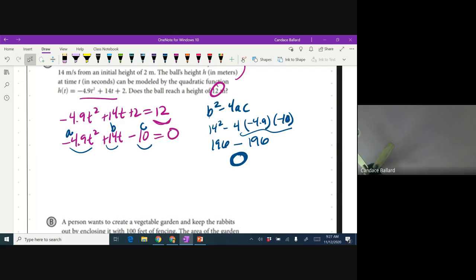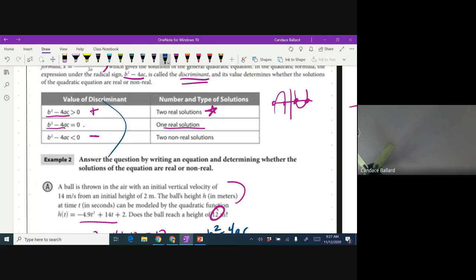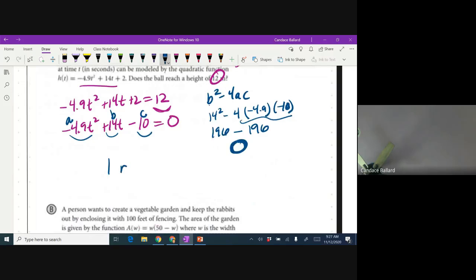All right, I'm seeing some people saying 2 real. Make sure you're looking at what my solution is equal to 0. So I want you to go back to this chart and look. Is it a positive solution? Is it equal to 0? Or is it a negative solution? There we go. Now I've got some 1 real solutions going on. Good job. Okay, so it should be 1 real solution.